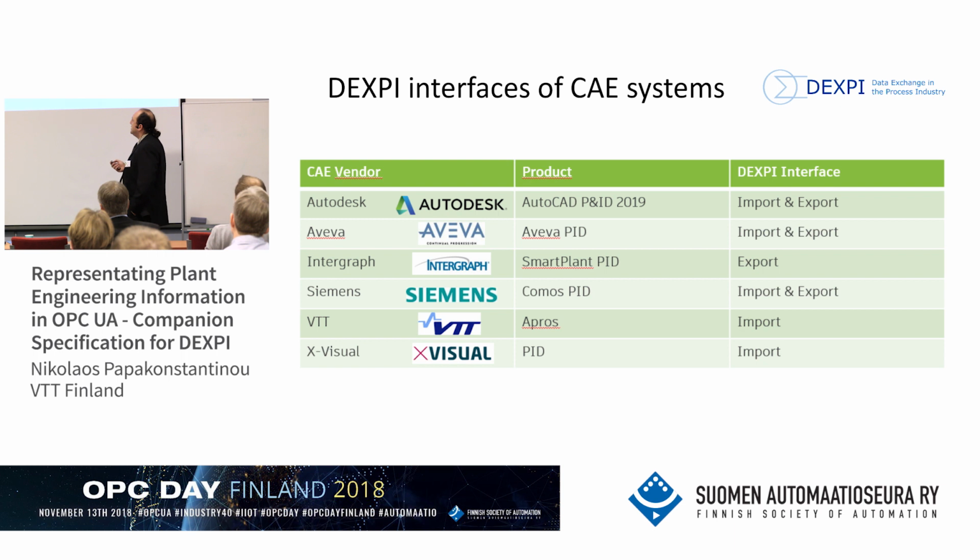These are the companies that are involved in the DEXPI group. At this time it is Autodesk, AVEVA, Hexagon, Siemens, and X-Visual. VTT also has a role, but it's more of a research role. We don't develop a computer-aided engineering tool.